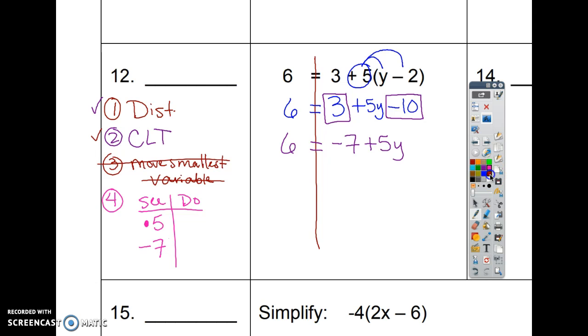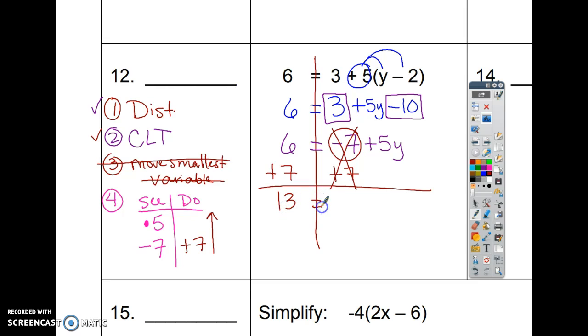So the opposite from the bottom up is to add 7 to both sides. So in order to get rid of that negative 7, you have to add 7 so that the 7 cancels. 6 plus 7 is 13, equals, bring down the 5y.